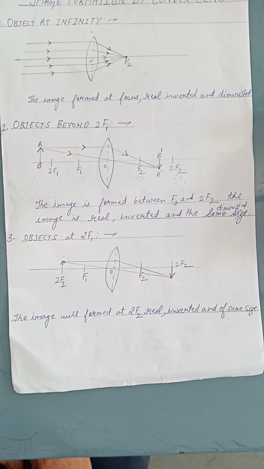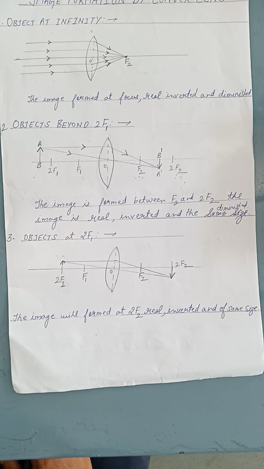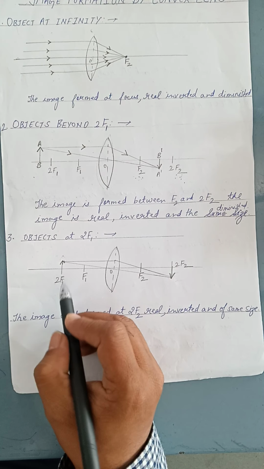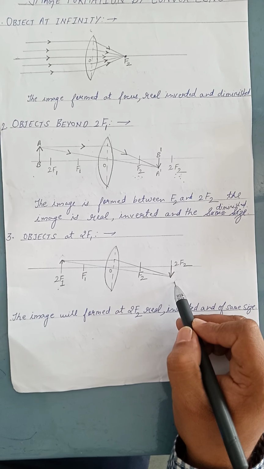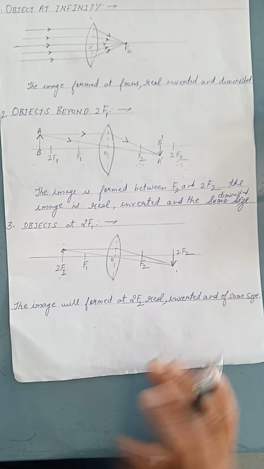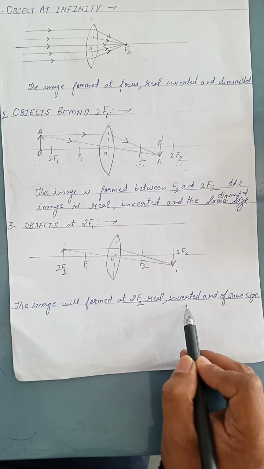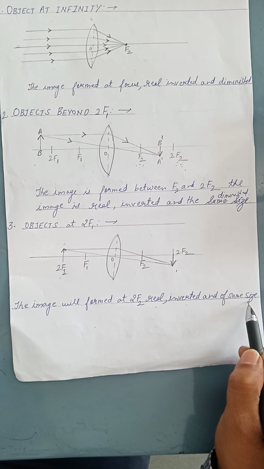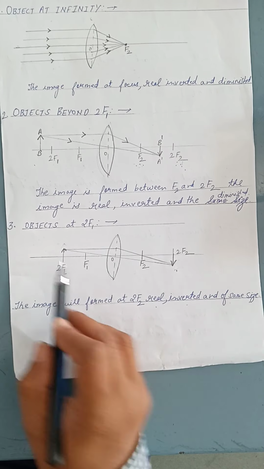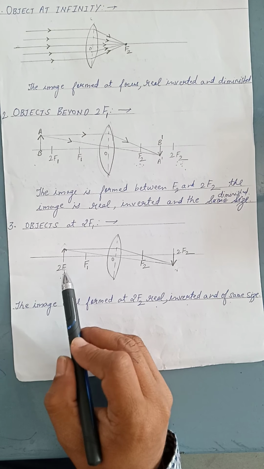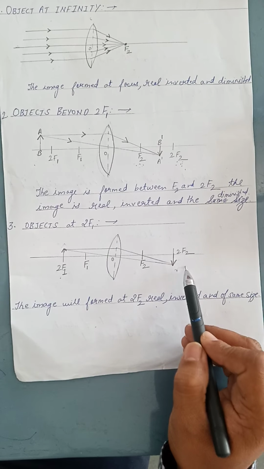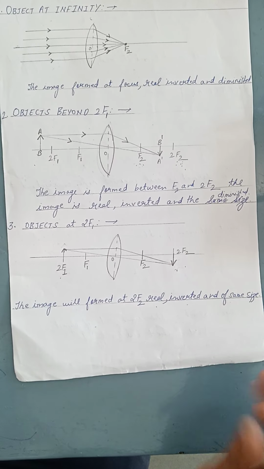In that case, in the concave mirror, when we were keeping the object at C, the image was also forming at C. So when you are keeping the object at 2f1, the image should also form at 2f2. The image formed here at 2f2 is real, inverted, and of the same size. You can see that exactly the object size and the image size are the same. So when you are keeping the object at 2f1, the image you are also getting at 2f2.